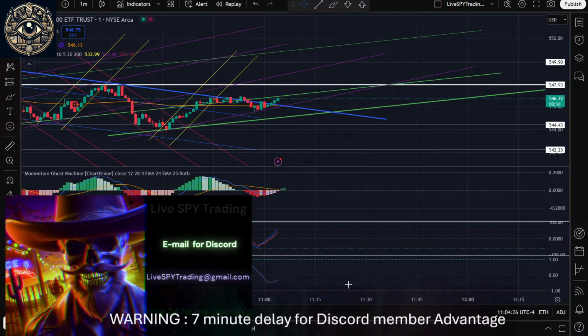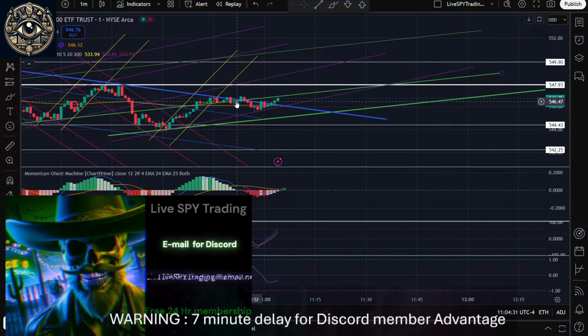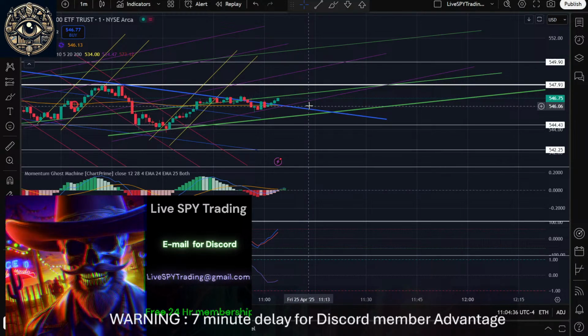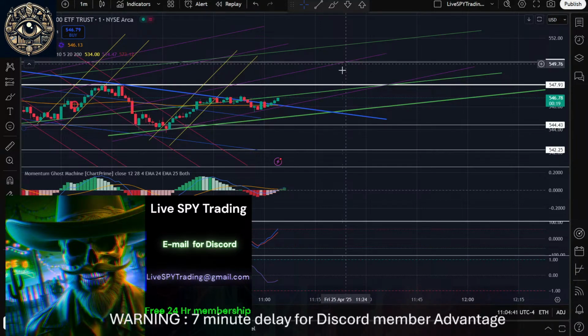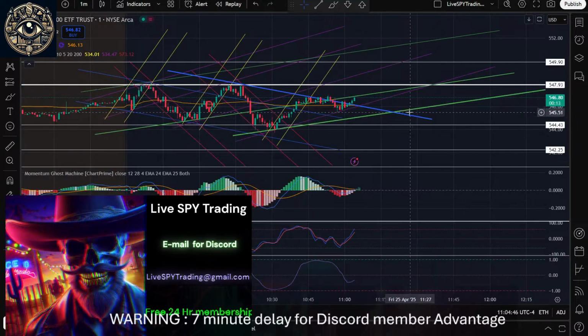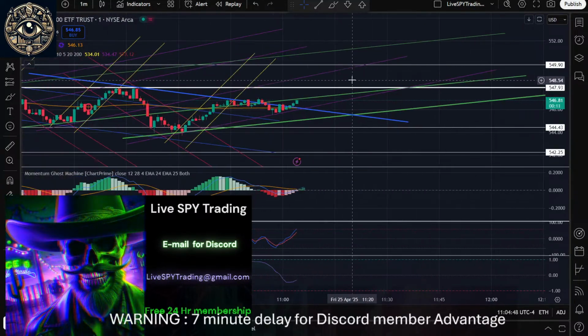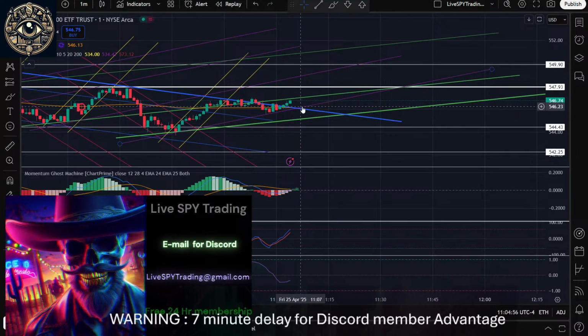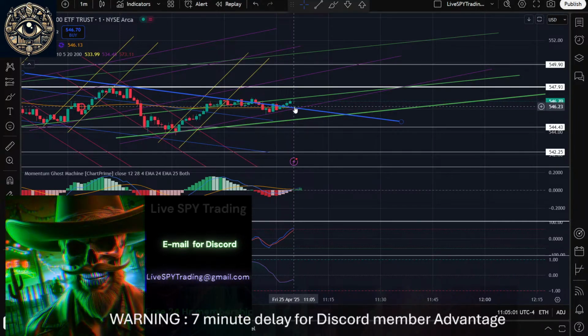If you took break a blue, protect your trade. Protect your trade if you took break a blue. You got the 84% rule, this one. Break a blue, protect your trade. You can't hesitate, right? Because you want to be able to protect your trade as soon as possible.